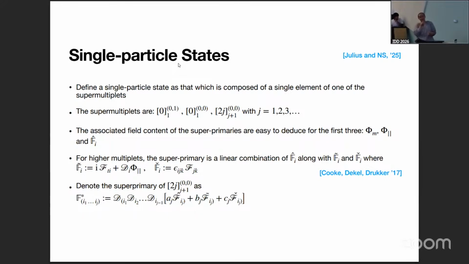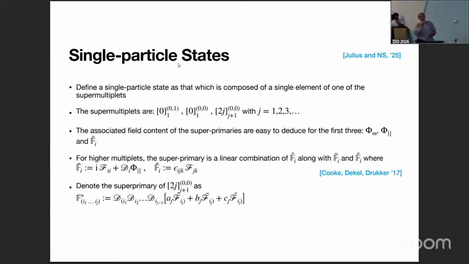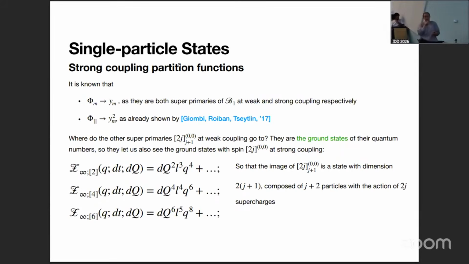single letters are just given by the quantum numbers of the supermultiplets. And so here we are saying we want to take single particle states, and we see where they go at strong coupling. And this is not so easy because we have a completely different alphabet over there.